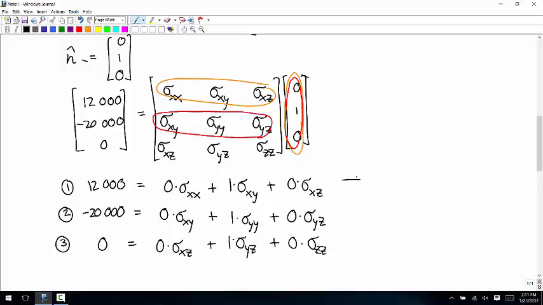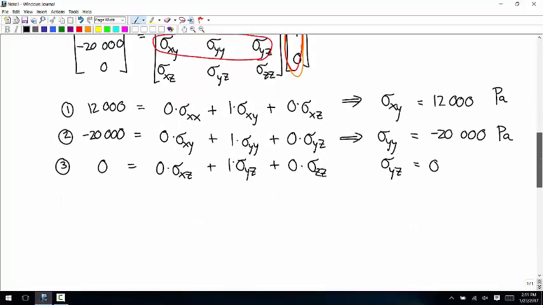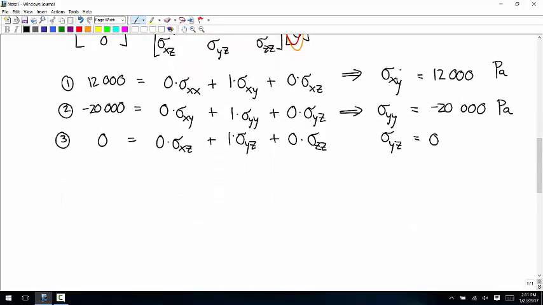So what these equations tell us, the first one says sigma xy is equal to positive 12,000. The second one says sigma yy is equal to negative 20,000. And the third one says sigma yz is 0. And these are in pascals. And that puts restrictions on what's allowed for this stress tensor.